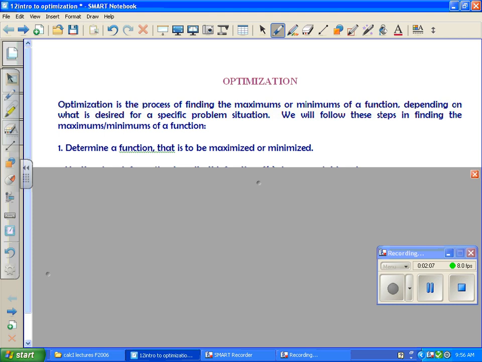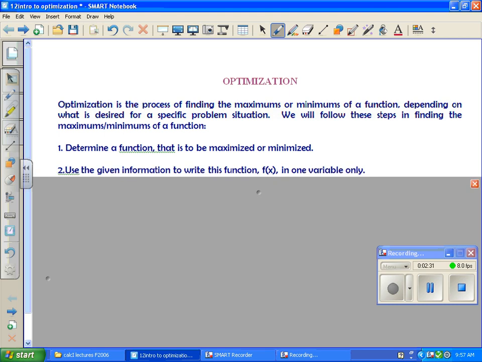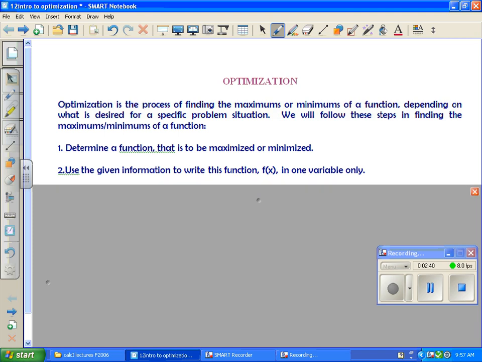First step is determine a function to be maximized or minimized. Read the question really carefully because they will tell you exactly what they want. If they want the maximum or the largest possible box, you're maximizing volume. If they want the least amount of material used, you're minimizing surface area. So read the question carefully. Usually they tell you exactly what they want. So write it down as a function. And then usually they give you enough information so that you can write that function in one variable only. So here you do a substitution. If there are two variables, get rid of one of them.